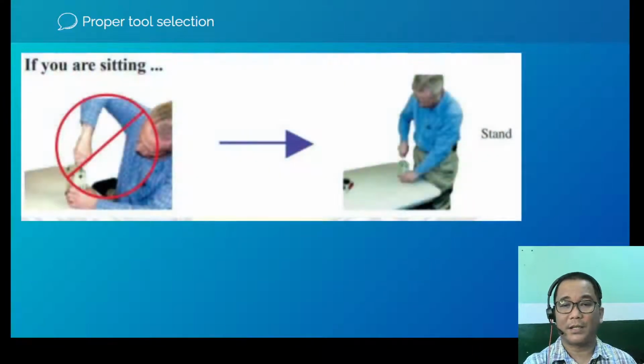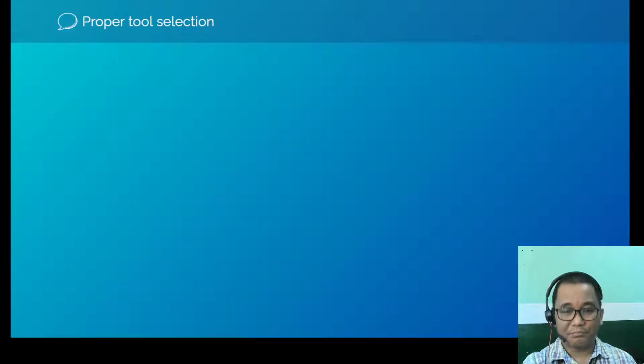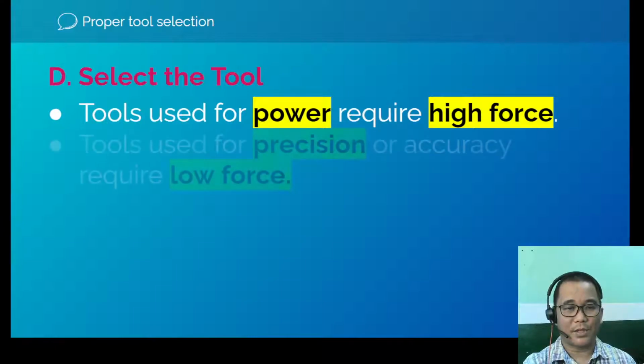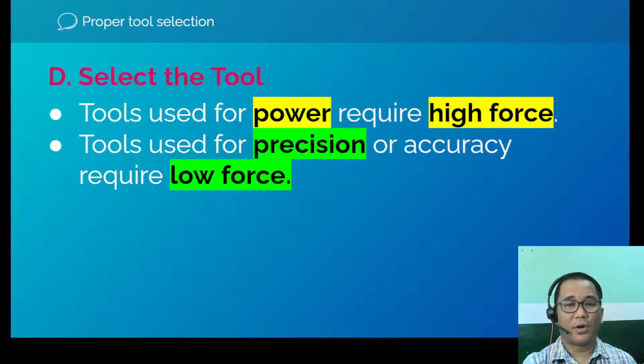So, halimbawa, sa ganyan, di ba? So, pag nakataas yung kamay mo, okay? So, medyo mahirap, masakit sa kilikili yan. So, ano yung kinakailangan mo? So, ibaba mo, tumayo ka. At para nasa baba yung iikot mo. Diba? So, you need to select what we call a tool for power that requires high force and tools used for precision or accuracy requires low force. Okay, so yun. So, pag tools na for power, it requires high force. Pero pag tools for precision or accuracy, it requires low force.